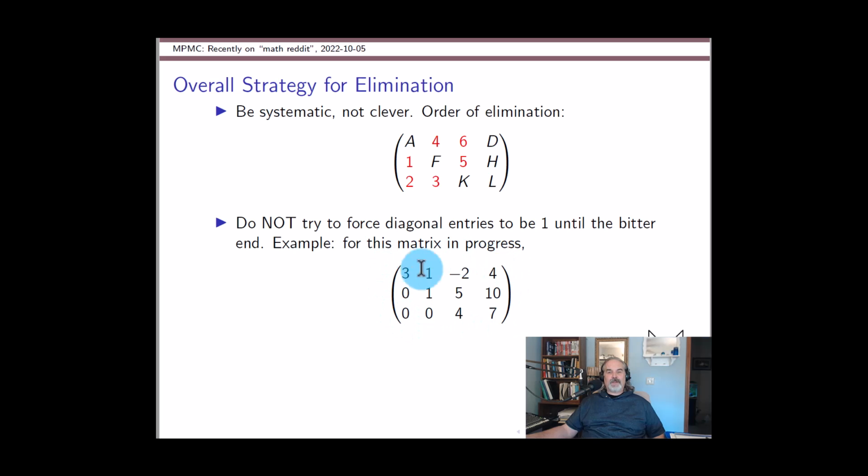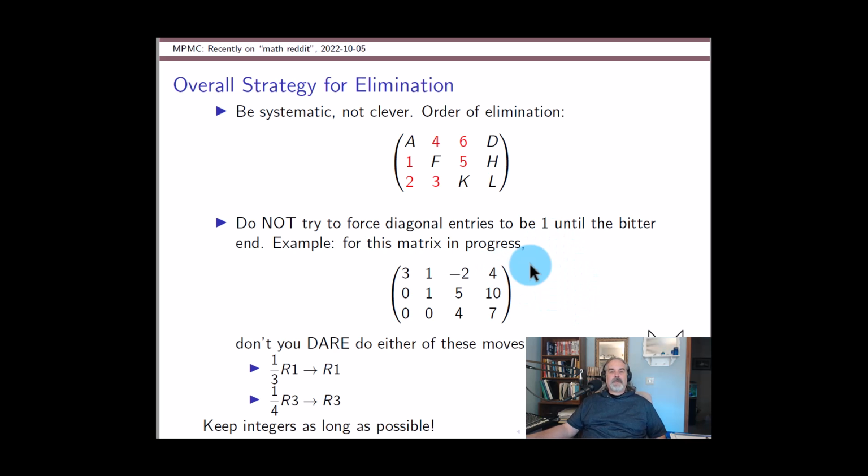So for example, if this new matrix that's here was a work in progress, somebody who's focused on the diagonal might want to multiply row 1 by 1/3 and multiply row 3 by 1/4. That does put ones on the diagonal, but imagine the fractions that are now in place in the other locations. And now you're going to have to carry that baggage around as you proceed with your elimination. Okay, so don't do that. Keep things as integers as long as you possibly can.